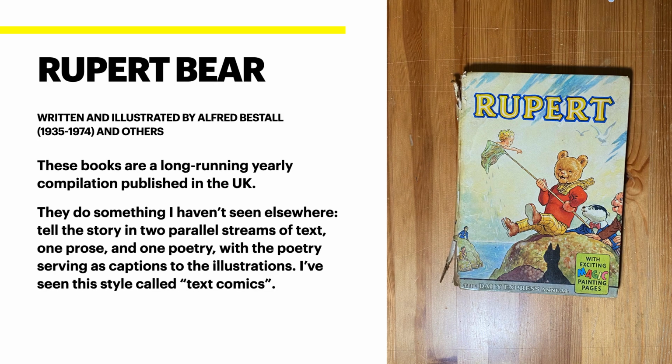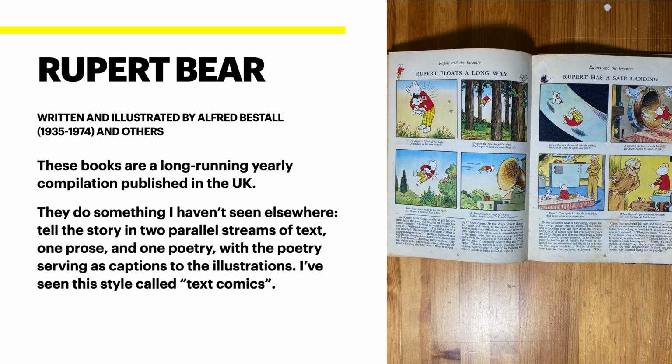And then we have the old Rupert Bear books, which have been published for over 100 years now, but they're still being published today. And these books do something I've never seen elsewhere. They have the story told by illustrations. They have two streams of text. One is poetry and serves as captions to the illustrations, and the other is prose at the bottom. And there's also a kind of headline that sort of tells the story as well. I've seen this style called text comics.